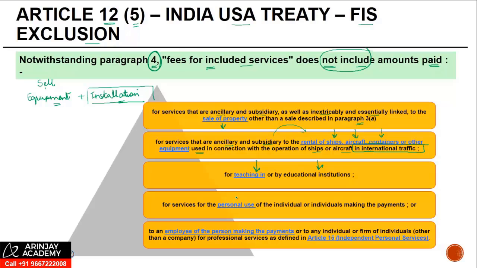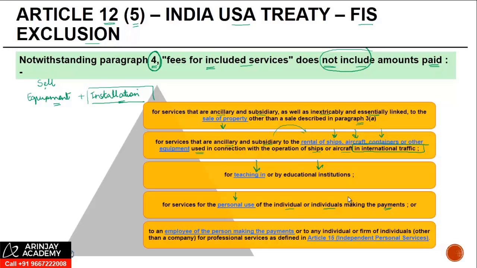For services for the personal use of the individual or individuals making the payment. If the consumption is, let's say, for example, by an individual of a contracting state, right? And he's taking it for personal use, not for business use. If an individual is running a sole proprietorship, he's taking some services for business purposes, that is something which is going to get covered under FIS, provided the other conditions are satisfied. But if these services are for personal use, then they will not amount to FIS.